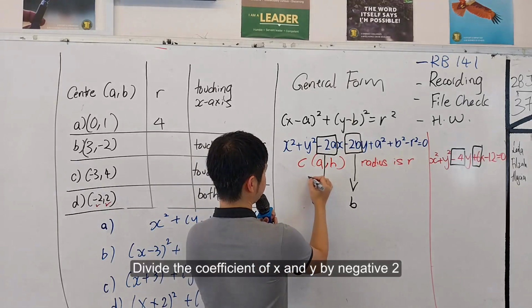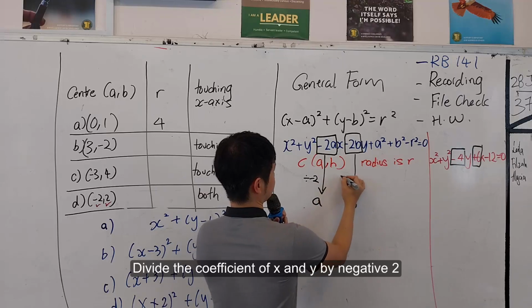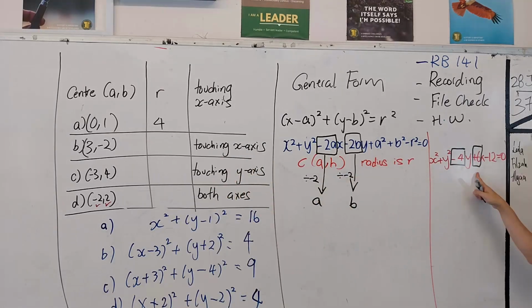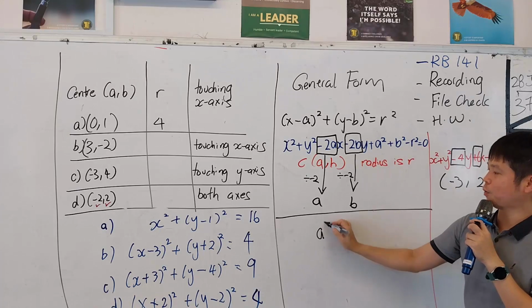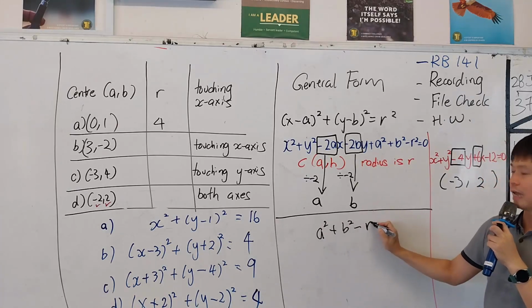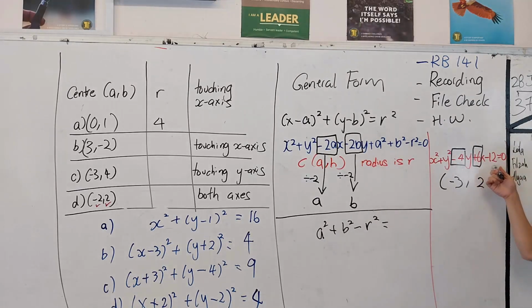I will have to divide by negative 2, divide by negative 2. The center, the x coordinate is divided by negative 2, right? So the center will be negative 3. And the center here, is this a y mark? So this for the y is 2. A squared plus b squared minus r squared equals this constant here, right?